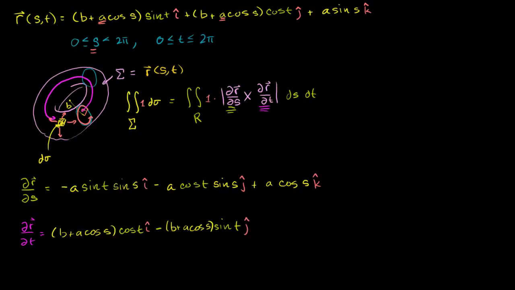And then the partial of this with respect to t is just a constant in t, so the partial is going to be 0. So I'll write plus 0 times the unit vector k. So that gives us our partial derivatives. Now we have to take their cross product, then find the magnitude of the cross product, and then evaluate this double integral. And I'll do that in the next couple of videos.